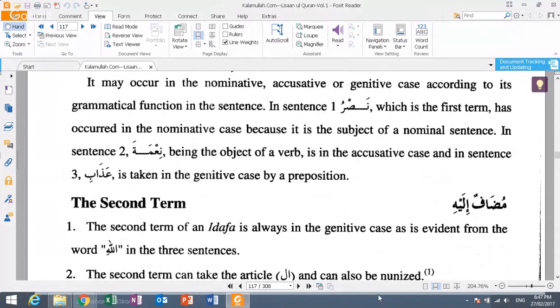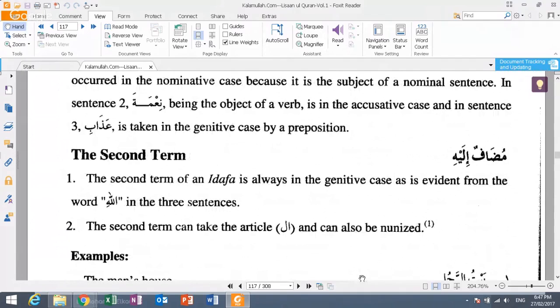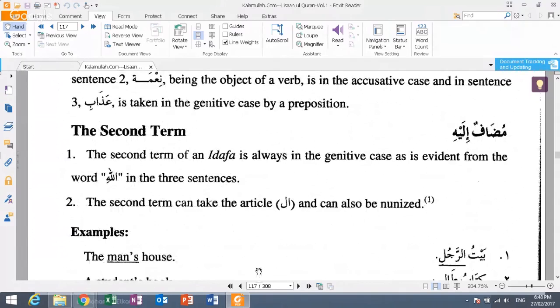Now go to the mudaf ilayh. The second term of an idafa is always in the genitive case, as is evident from the word Allahi in the three sentences. So in all three, Nasrullahi, Ni'matallahi, and Adabillahi. The second term can take the article al and can also be nunated. No problem. So both can carry Alif Lam, can carry Tanween.